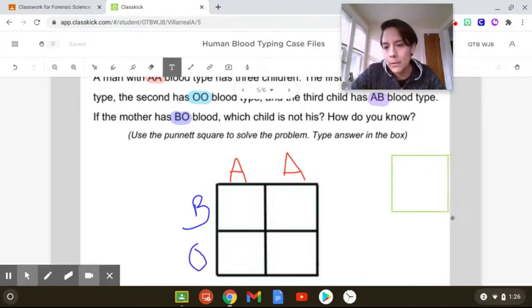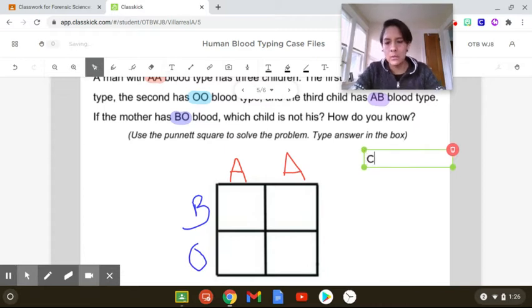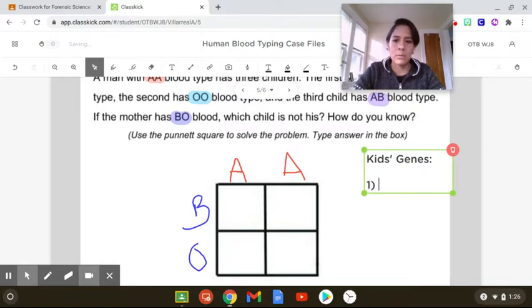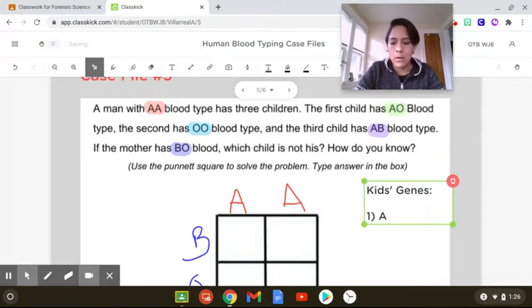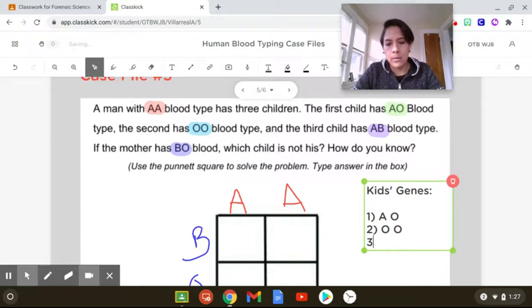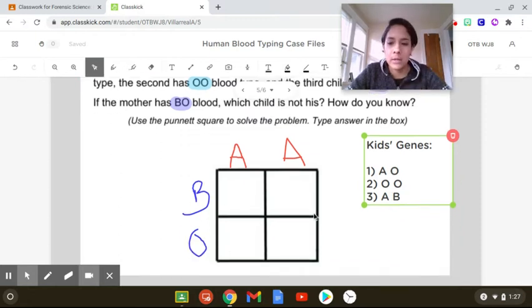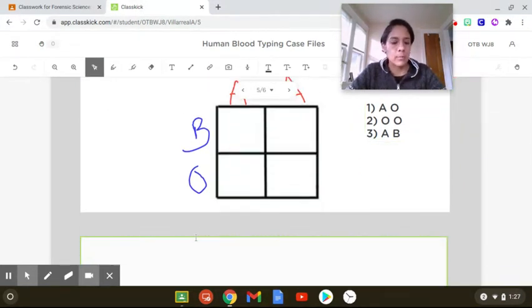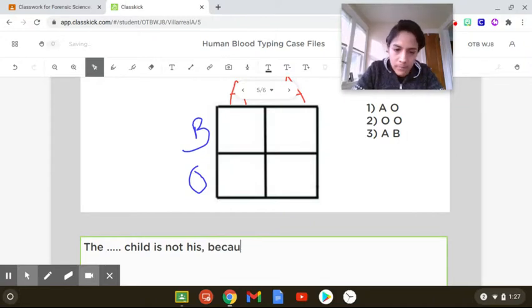Okay, what I will tell you is I'm going to put the children's genes here. We'll do kids' genes. So the first one has, what did we say? An A and an O gene. The second one has an O and an O. And the third one has an A and a B. So you're looking for which of these kids is not in your Punnett square, which combination of genes. Down below, you're going to write whichever child is either 1, 2, or 3. And then you're going to tell me why.